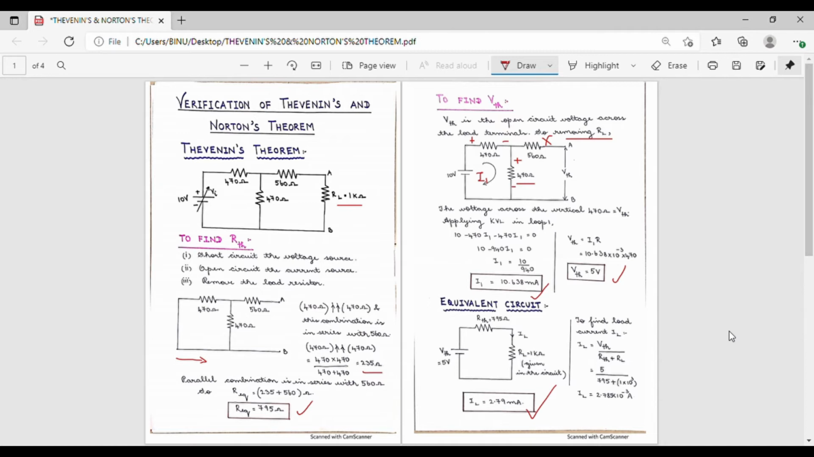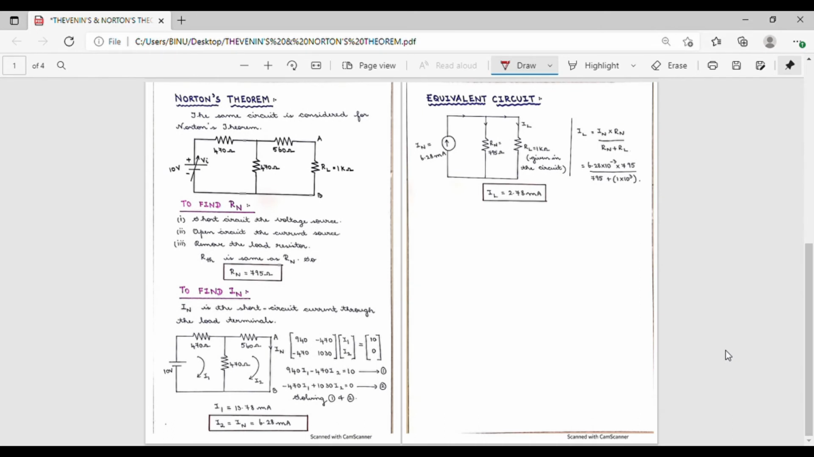Let's move to the theoretical calculation of Norton's theorem. Norton's theorem is quite similar to that of Thevenin's theorem. In Thevenin's equivalent circuit, we form the voltage source in series with the resistor, whereas in Norton's equivalent circuit, we form the current source in parallel with the resistor.